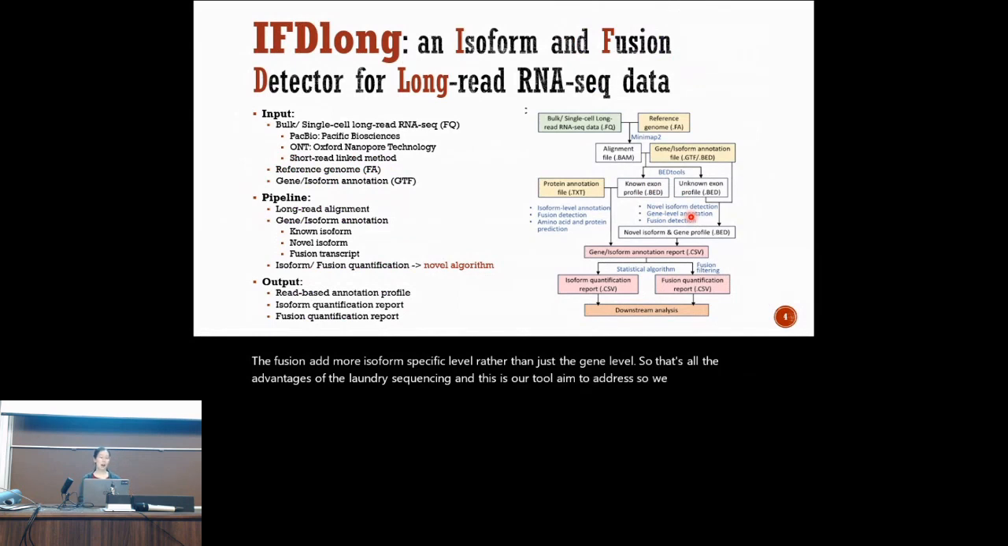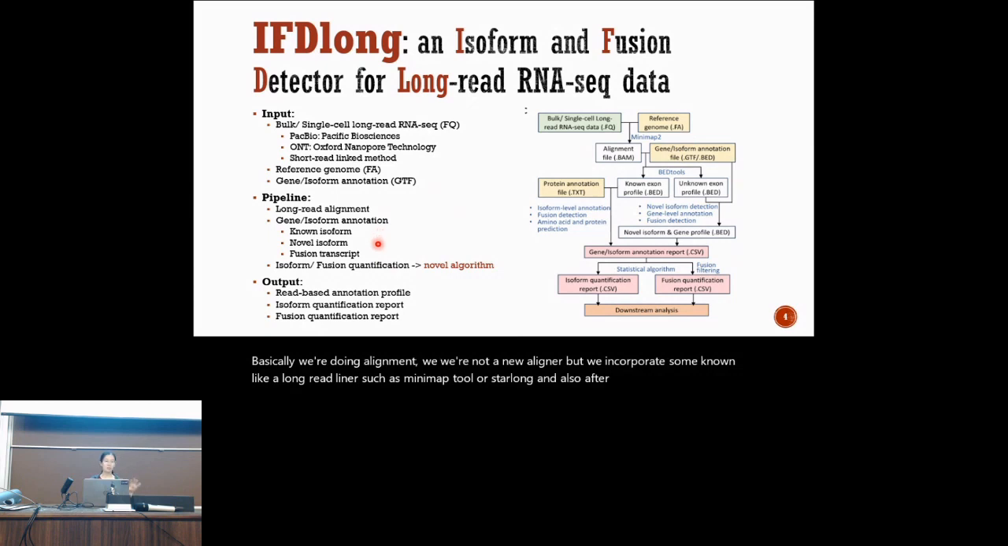So we have a tool called IFD long. We name it as an isoform and fusion detector for long read RNA-seq data. So this is our pipeline. Basically, we take all the long reads, so it's platform free. As long as it's in FQ format, like PacBio, Nanopore, or even some short reads, like linked long reads, we can take in those reads, and then the reference genome and the annotation file. Then in our pipeline, we do alignment. We are not a new aligner, but we incorporate known long read aligners, such as Minimap2 or StarLong.